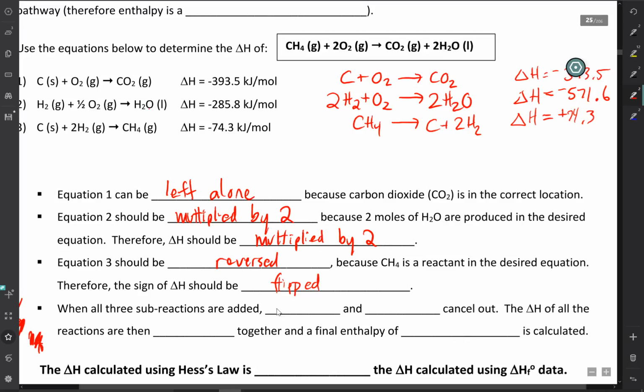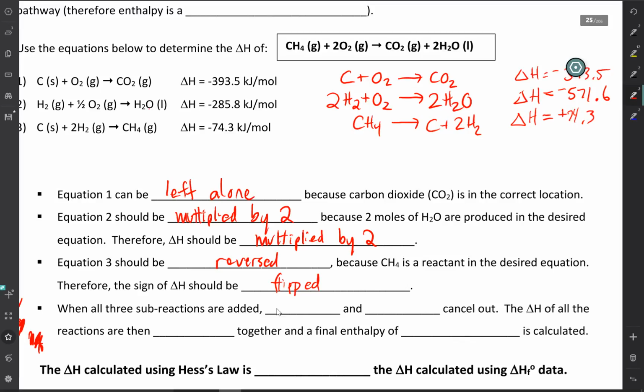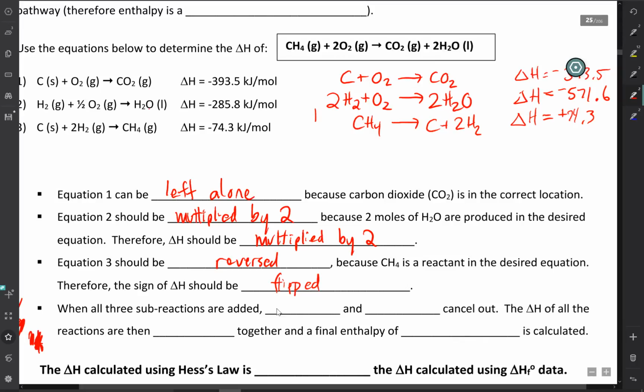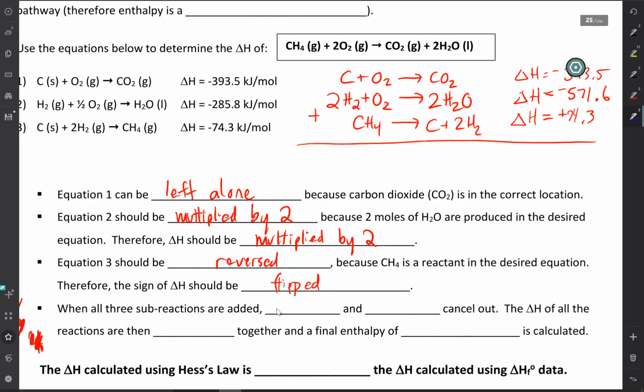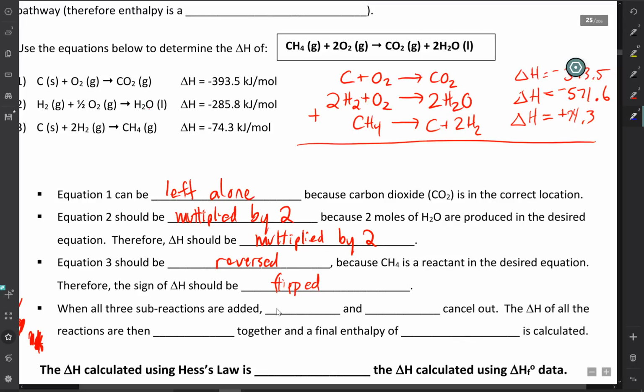Okay. Now everything is in the right place, hopefully. So I need to add these reactions together. I'm going to use blue to cancel stuff out. If you have a substance that is a reactant in one of the intermediate or the given equations, and it is a product in another, it can cancel out. For example, I have carbon in the first equation as a reactant and carbon in the third equation as a product. So that means that they cancel.